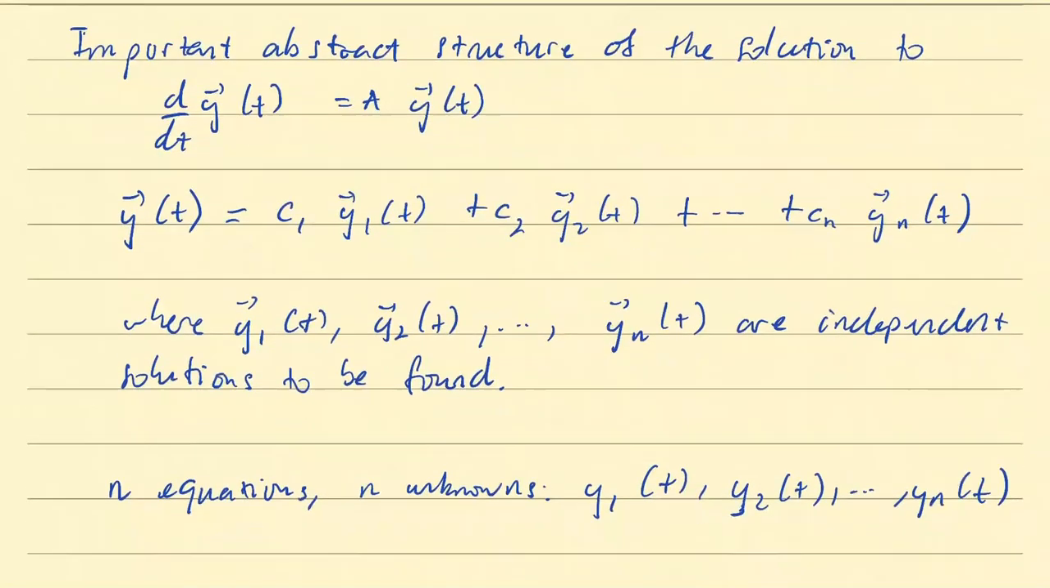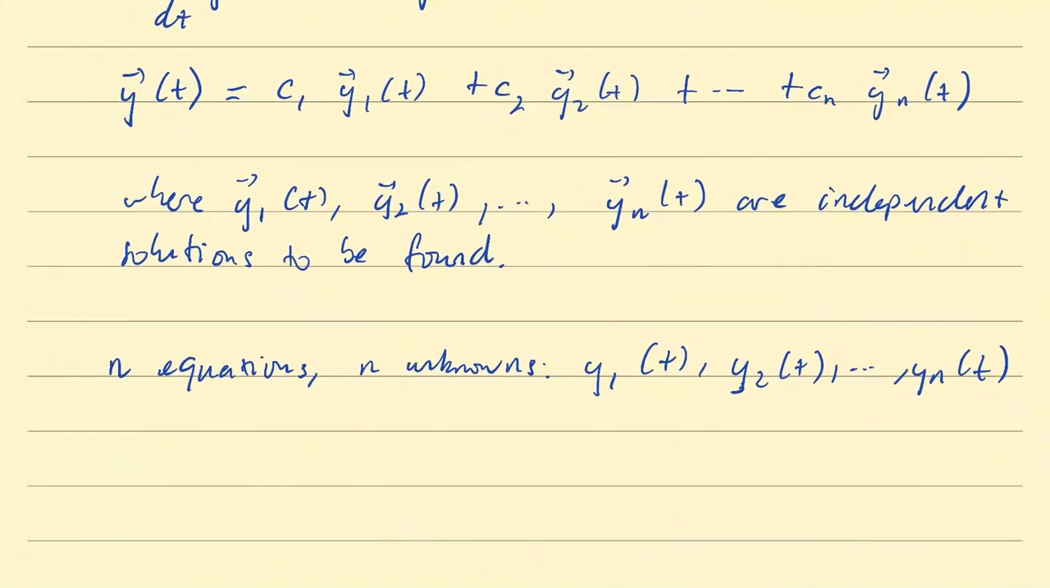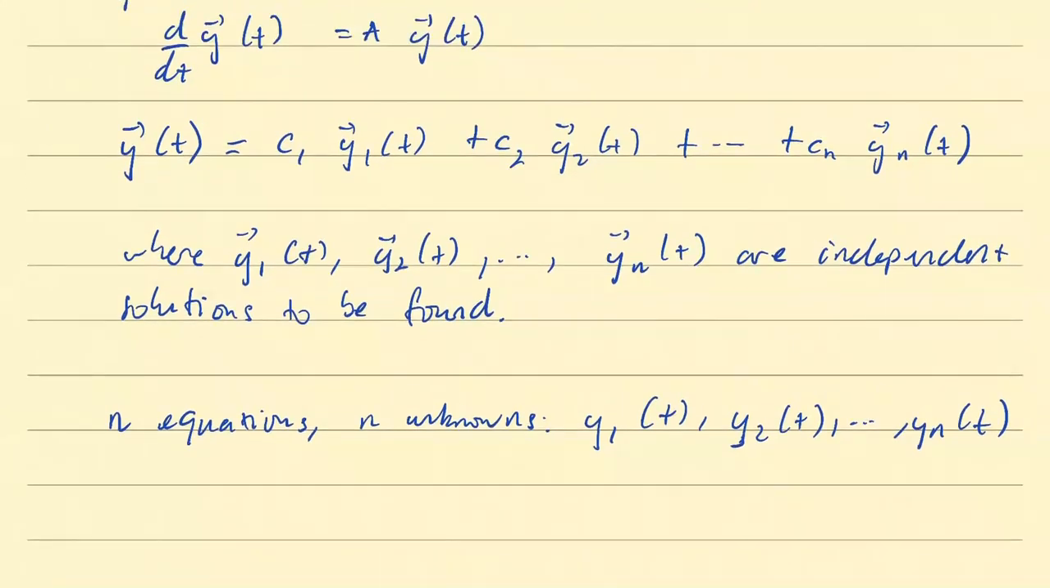Are we okay? So you have n equations and n unknowns, and your goal will always be to find n independent vector solutions like this, and then make an abstract combination of them if we do not have to solve for the initial condition. But of course, if the initial condition is given, then you need to solve for them.